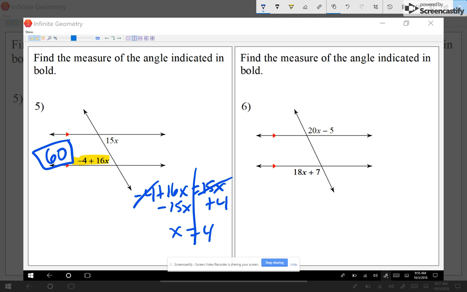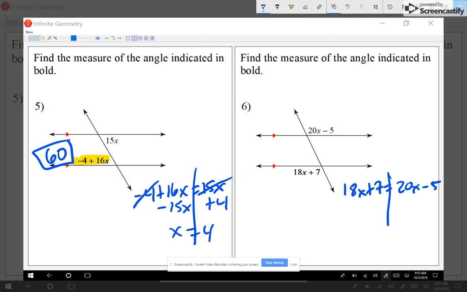All right, good. Looking at number 6. First, let me solve for x. I want to know what x is. So because that's alternate exterior, the two angles equal each other. So I'm just going to go 18x plus 7 equals 20x minus 5.